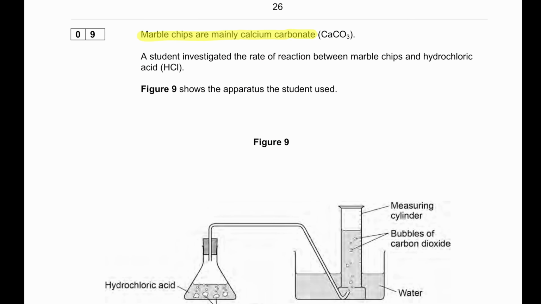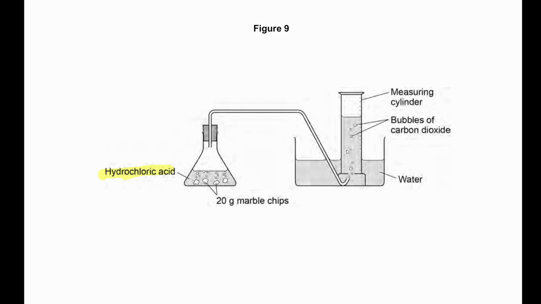Marble chips are mainly calcium carbonate. A student investigated the rate of reaction between marble chips and hydrochloric acid. Figure 9 shows the apparatus the student used: hydrochloric acid, 20 grams of marble chips, measuring cylinder, bubbles of carbon dioxide collected over water.